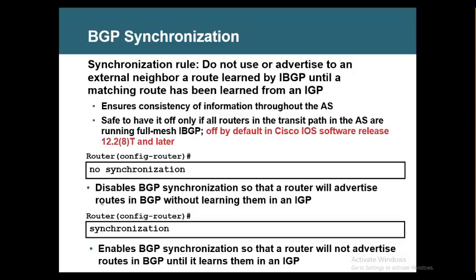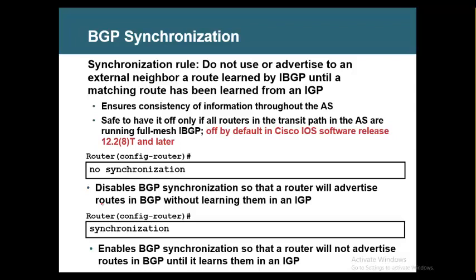Repeating again. Before you advertise any routes to an EBGP neighbor, make sure that the same route is also available in your OSPF database. If not, don't do it. What is the use of this rule? It's nonsense. No, that is different. Let me clarify your confusion.